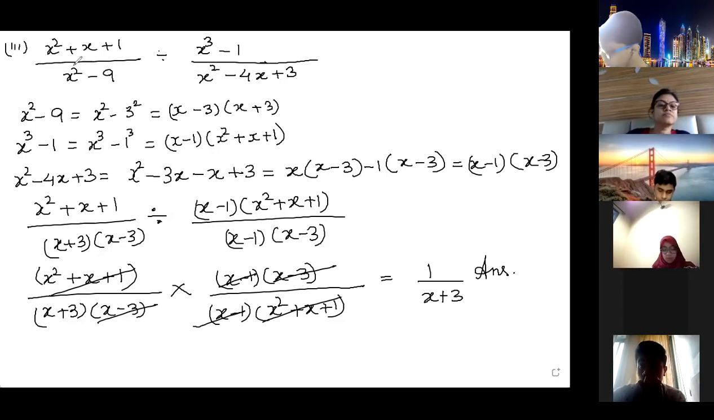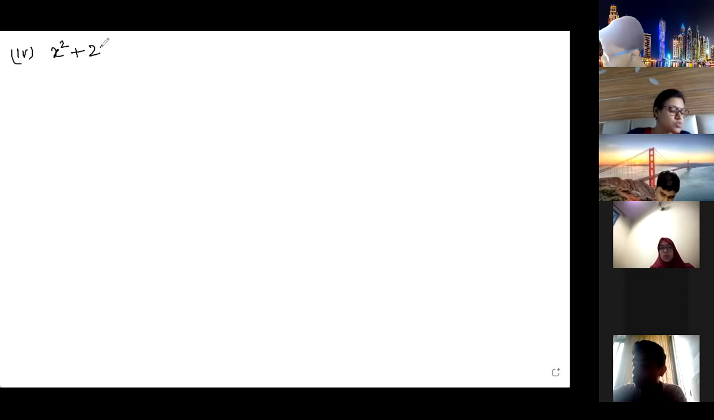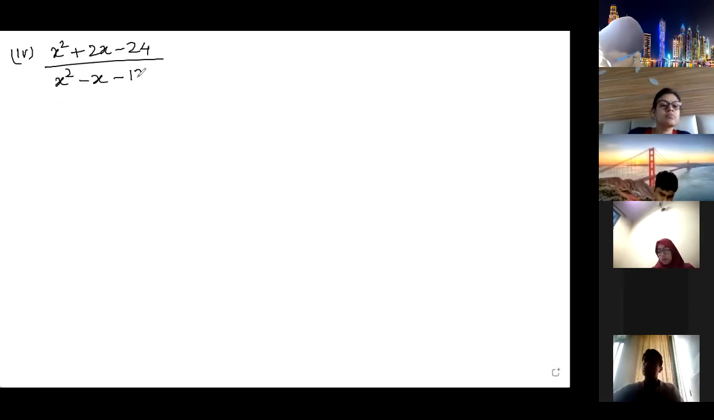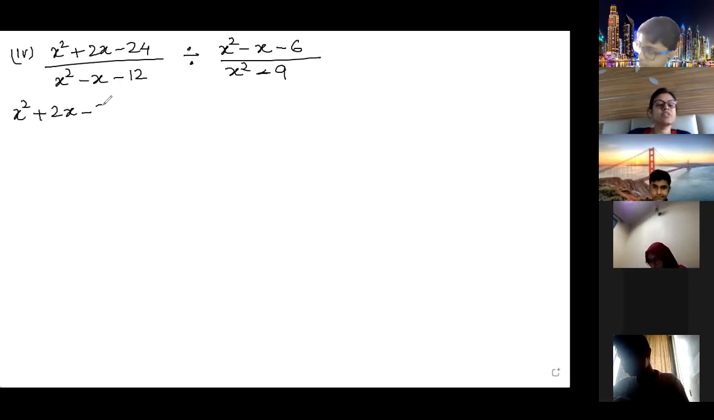Okay, I'm erasing this question number 3, writing question number 4. Start doing question number 4. x square plus 2x minus 24, minus 12 divided by... okay, factorize x square plus 2x minus 24 first. What is the answer?